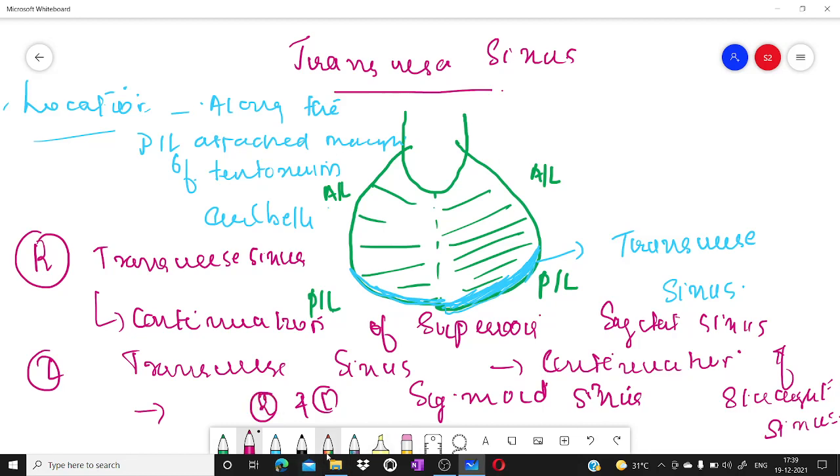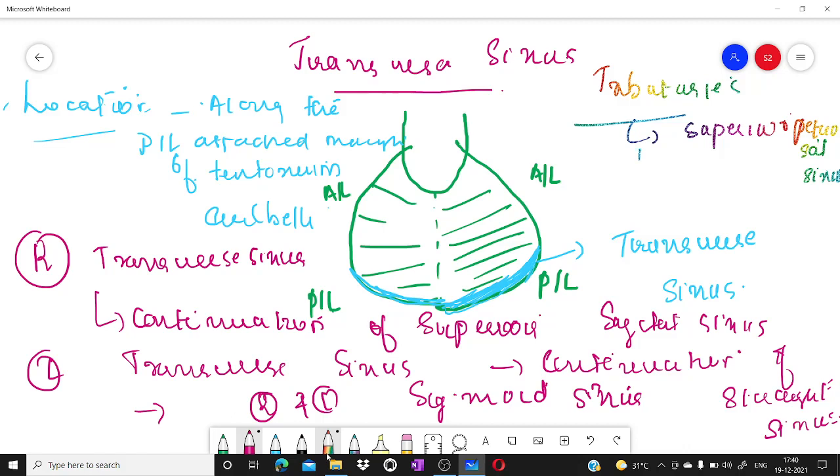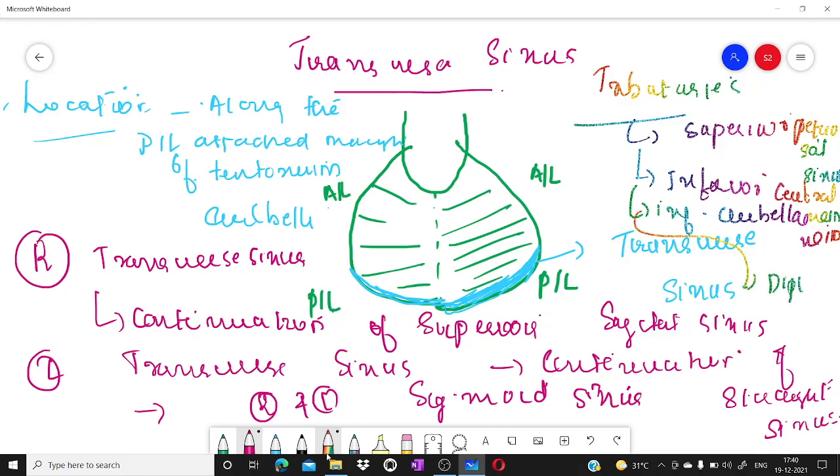Now a few words about the tributaries of the transverse sinus. The transverse sinus has a few tributaries: the superior petrosal sinus, the inferior cerebral vein, the inferior cerebellar vein, and the diploic vein, that is the posterior temporal vein, and the inferior anastomotic vein. Okay, that is all about the transverse sinus.